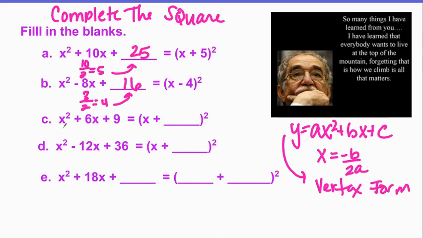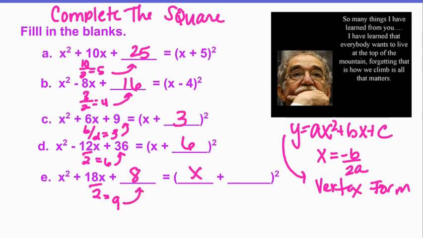Then this is that perfect square trinomial, right? Half of 6 is 3. 3 squared is 9. So what number goes here is that 3. Okay. Half of 12 is 6. 6 squared is 36. So that number goes here. In this one, I'm asking you to do both things. So what is half of 18? It's 9. 9 squared is 81. And then the 9 is going to go here too.